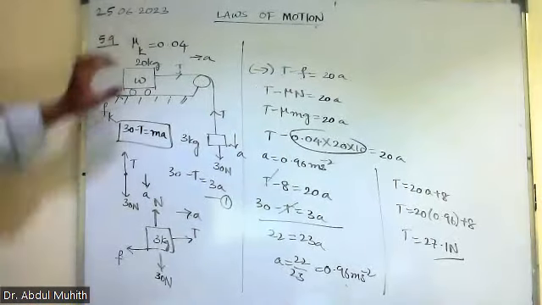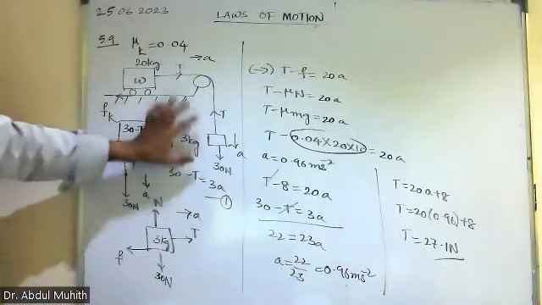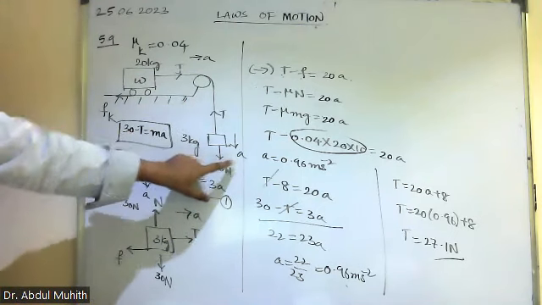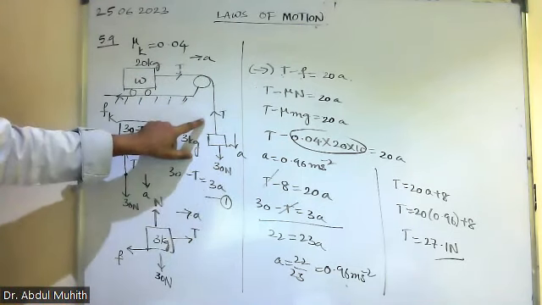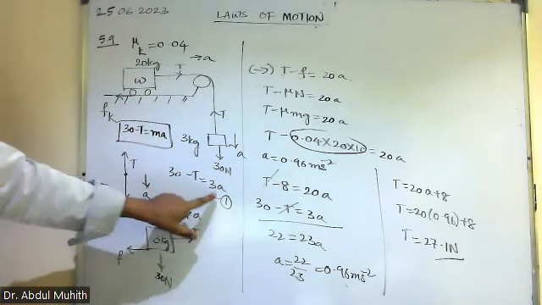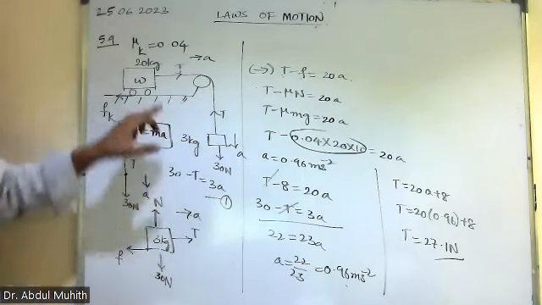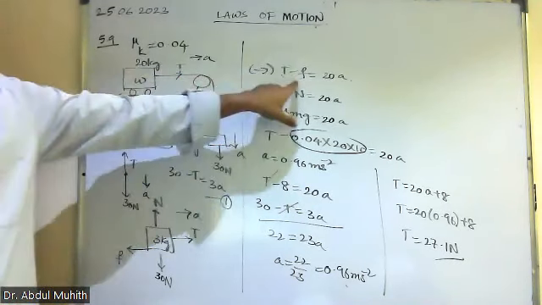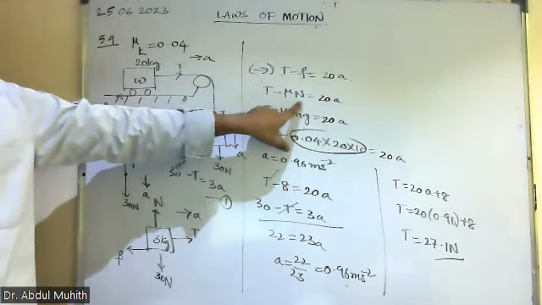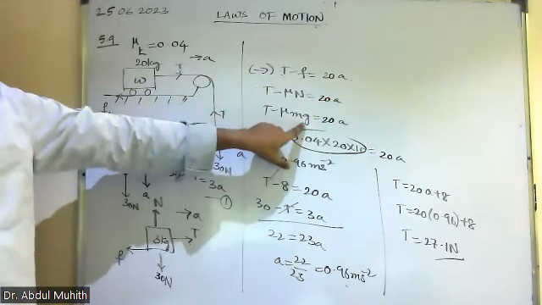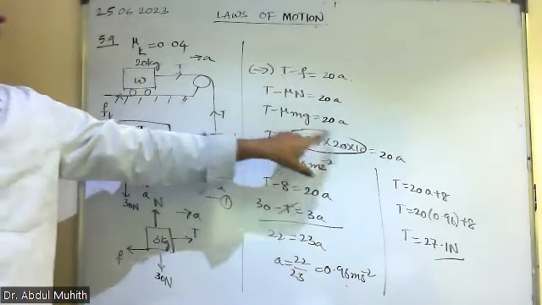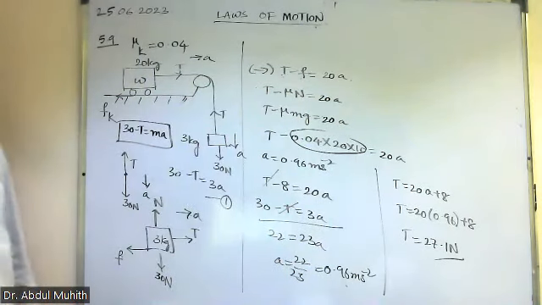Once again, from the beginning, you see. First, we'll focus on this one. Here, this is acceleration. So 30 minus T is equal to ma. Second one: this minus this is equal to ma. T minus f is equal to 20a. F is equal to mu times N. N is equal to mg. Mu is 0.04, m is 20 and g is 10. That is equal to 20a.